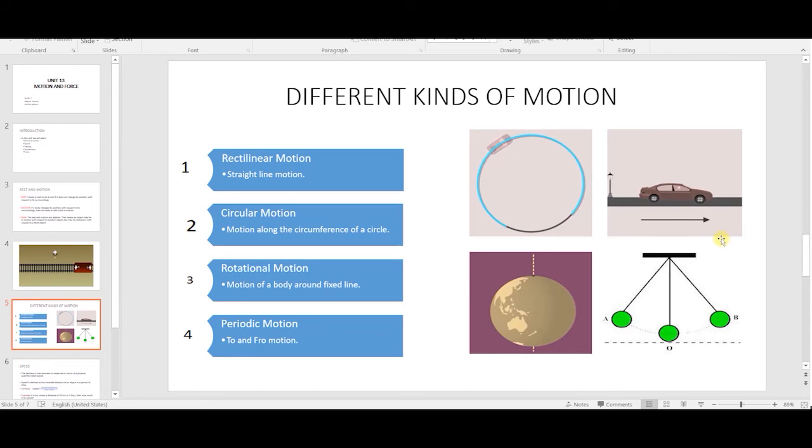Rectilinear motion is the motion of a car along the road. Circular motion is the motion of a body along the circumference of a circle. Rotational motion is the motion of a body around a fixed line, like the motion of the earth around itself. Periodic motion is the to and fro motion, like the motion of a pendulum or the motion of a clock hand.